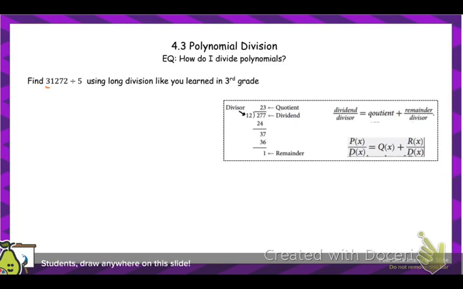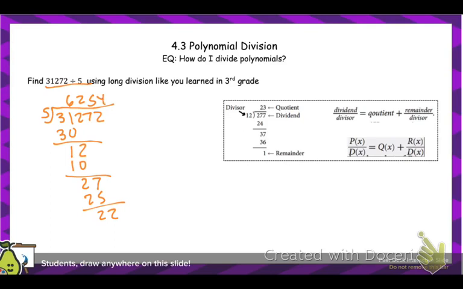So if I were to divide this, I would have 5 going into 31,272. 5 doesn't go into 3, but 5 goes into 31 6 times. I would multiply, then I would subtract and bring down the next number. And then I complete that process over and over again until I reach this point.